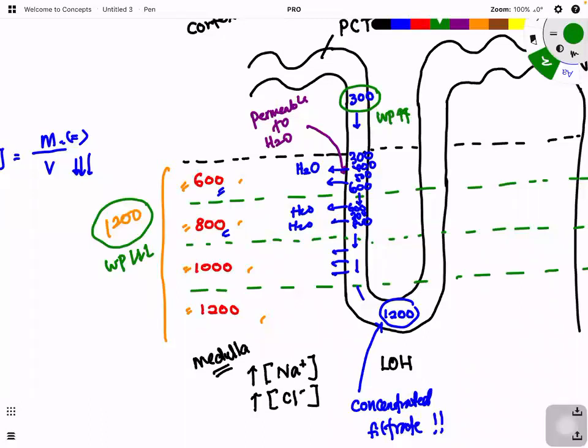So if you don't do it gradually, our loop of Henle cells will burst, because the water potential gradient is too steep. At the end, water would enter the loop of Henle cell and burst it immediately, because it is too steep. Are you clear? So that's why we need to do it gradually, until 1,200. So the question here is how we can create these high concentrations of solutes inside the tissue fluid.